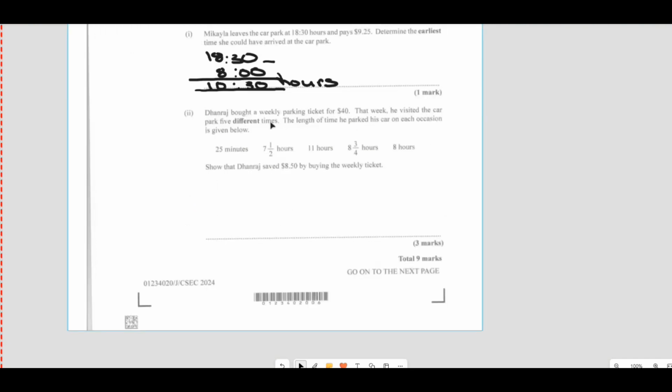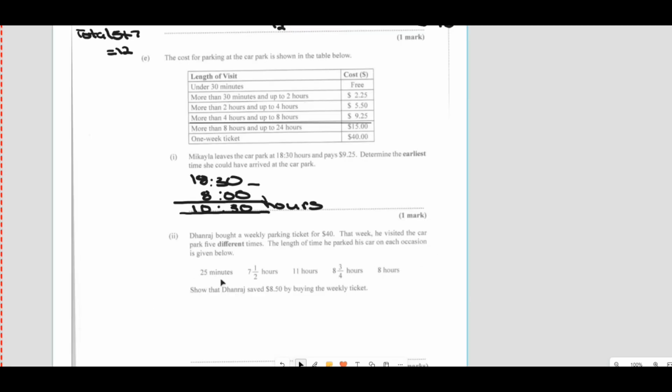Right, Danraj bought a weekly parking ticket for $40. That week, he visited the car park 5 different times. The length of time he parked his car on each occasion is given below. Show that Danraj saved $8.50 by buying the weekly ticket. Here, the first time is 25 minutes. That would have been free, because anything under 30 minutes is free. So this is free. This is if he did not buy his weekly ticket, right?